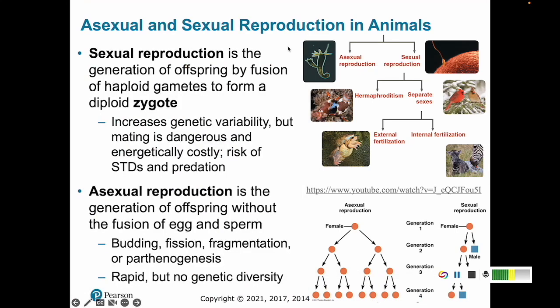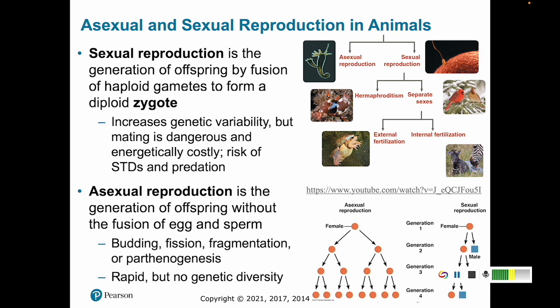Okay, so that's a little bit interesting there. Asexual reproduction is when an animal or an organism is generating offspring without the fusion of an egg and a sperm. It is one parent that is able to end up as two separate organisms.